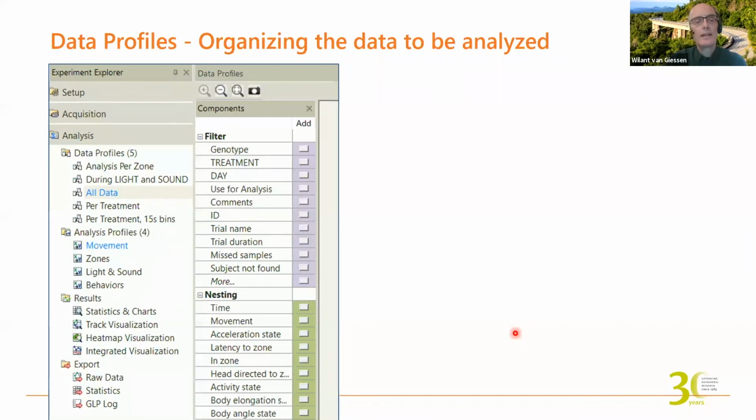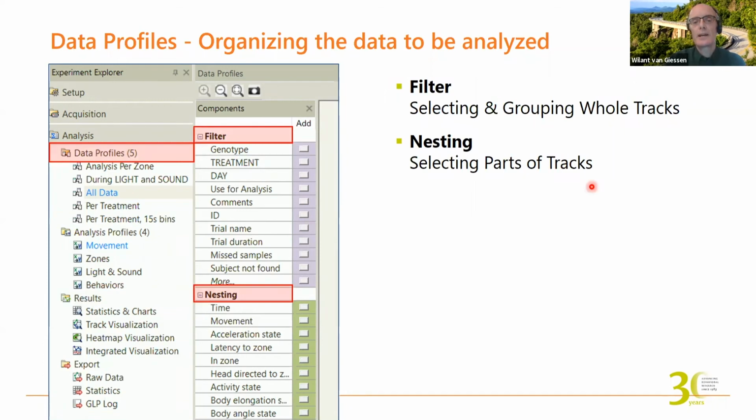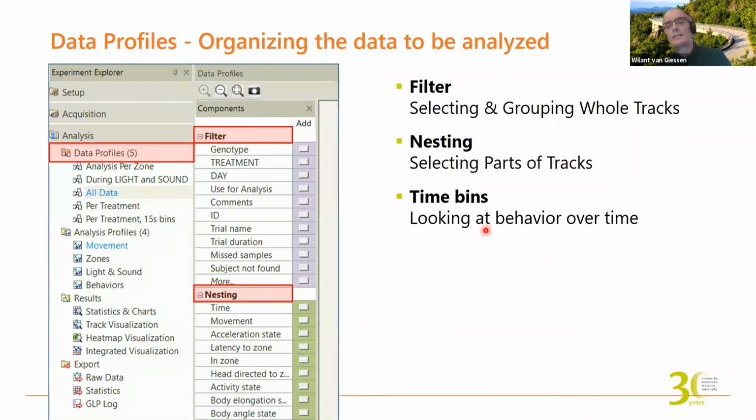Yeah, so here we go with data profiles. What are data profiles? Well, you can do that different ways. You can filter your data by selecting and grouping complete tracks, or actually select part of tracks, and that will be called nesting, like only a certain time period, or only when the animal is in a particular zone, or only when it's moving. And then finally, you can also make time bins, where you can chop up your whole recording in time bins of a certain duration and analyze it per bin. So let's look at all those three versions.